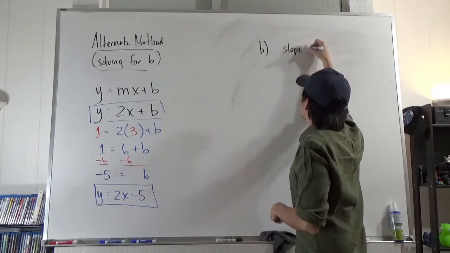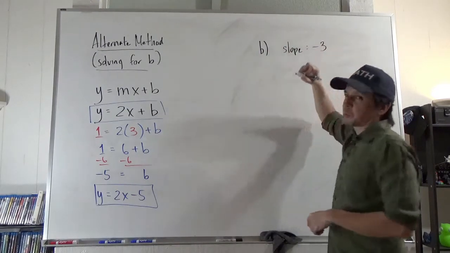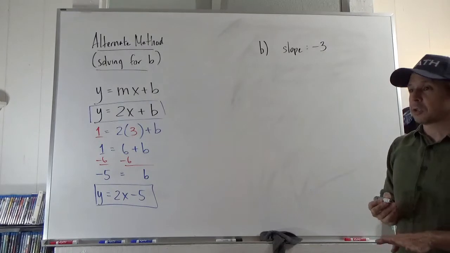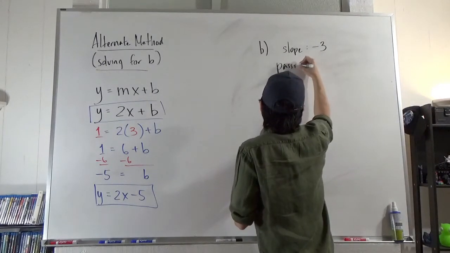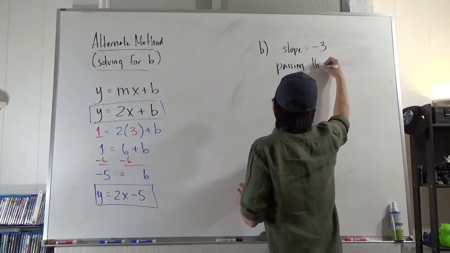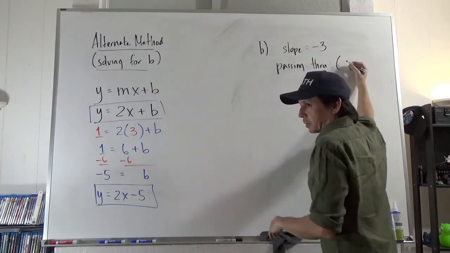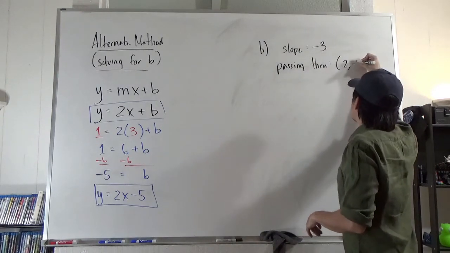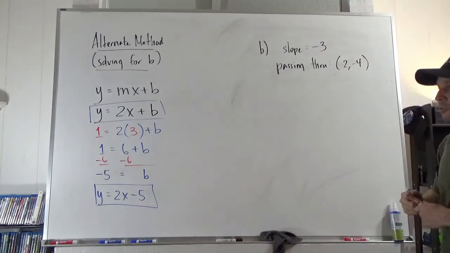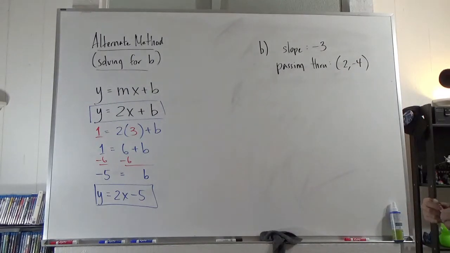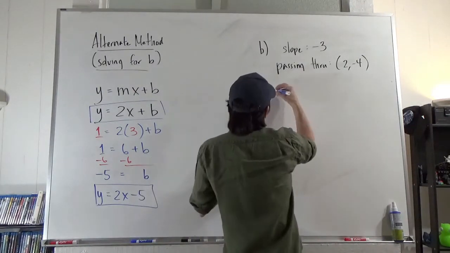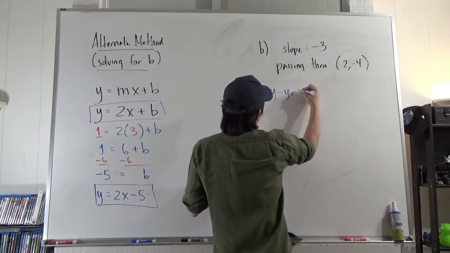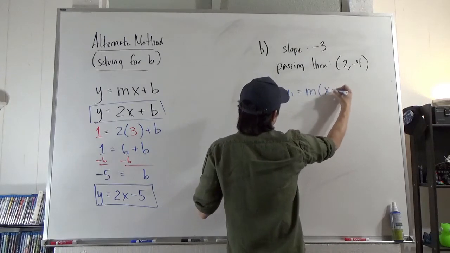Okay, I want you to do this one on your own. Slope is -3, so same idea. It'll have a lot of negatives though that you have to be careful about. So slope is -3, passing through the point 2, -4. Hold off and don't start yet. I do want you to attempt it on your own.